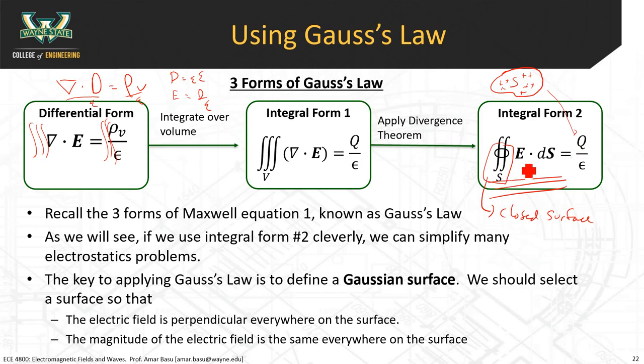The left side of the equation is E dot dS. The double integral of that is equal to Q over epsilon here. So dS, going back to surface integrals, is the unit vector that points out of the surface. All right. So the key to applying Gauss's law is to define a Gaussian surface. We have to select a surface so that the electric field is perpendicular everywhere on the surface. And the magnitude of the electric field should also be the same on the surface everywhere.